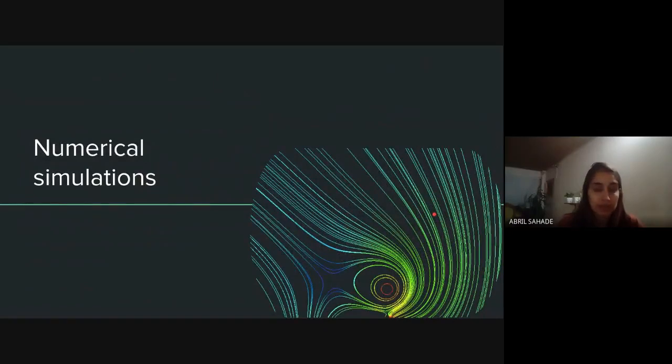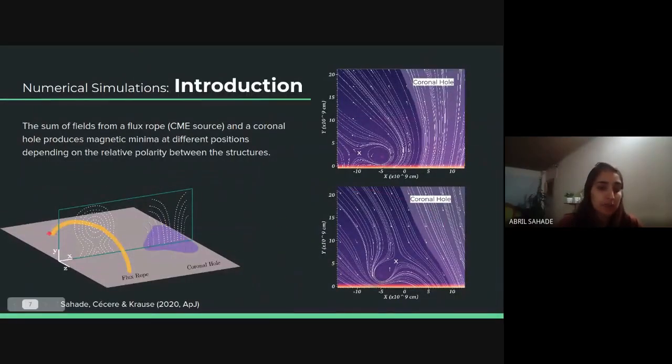Well, we perform numerical simulations where we simulate a magnetic flux rope and a coronal hole. Considering that the flux rope is very large, we perform 2.5D simulations, considering that the z-axis is the axis of symmetry. We notice that in the initial time, a null point is formed because of the cancellation of the magnetic field of the flux rope and the coronal hole. And this null point will be very important in the evolution.